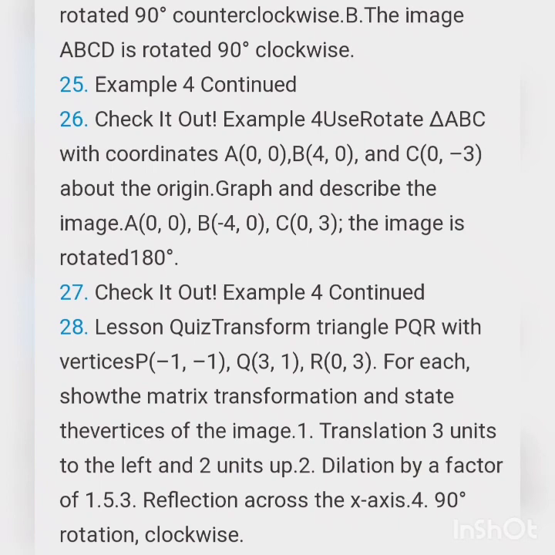Let's quiz. Transform triangle PQR with vertices minus 1, 1, 3, 1, 0, 3. For each, show the matrix transformation. This is about the matrix transformations that we have discussed in all these 28 points. Reflection across the x-axis, clockwise direction.